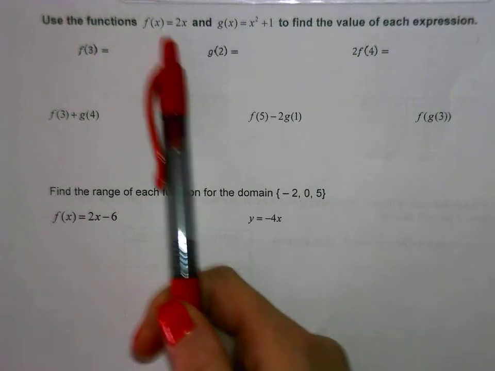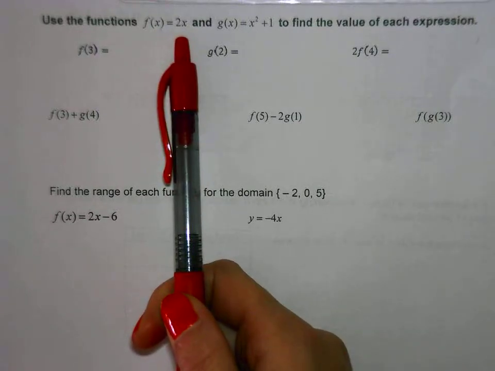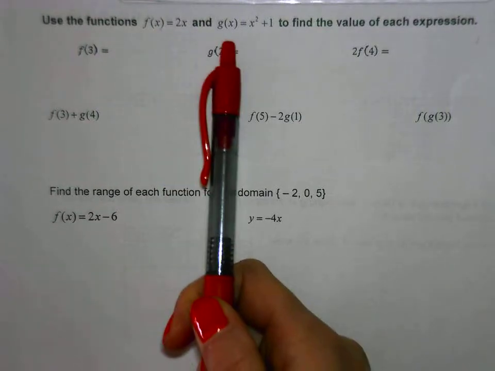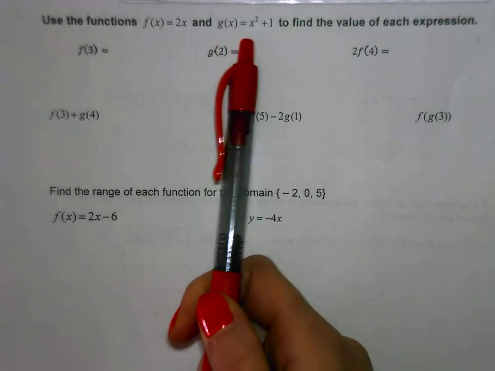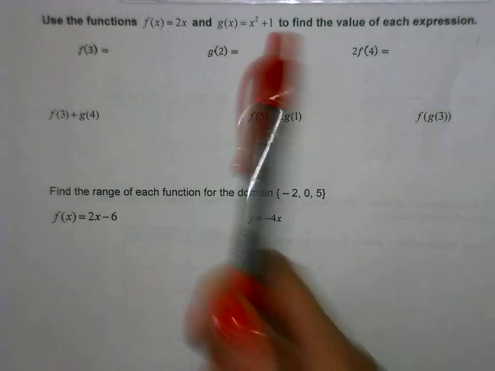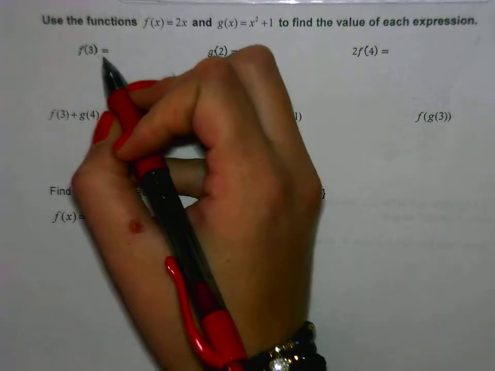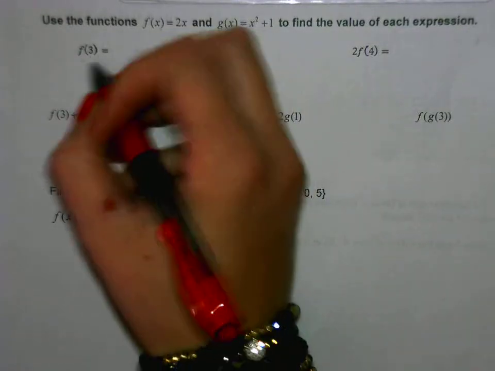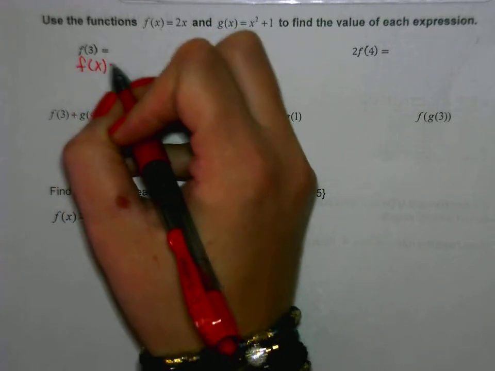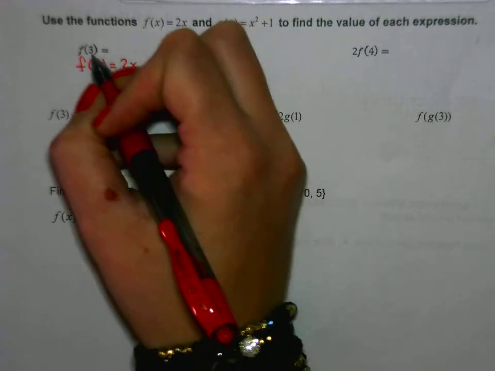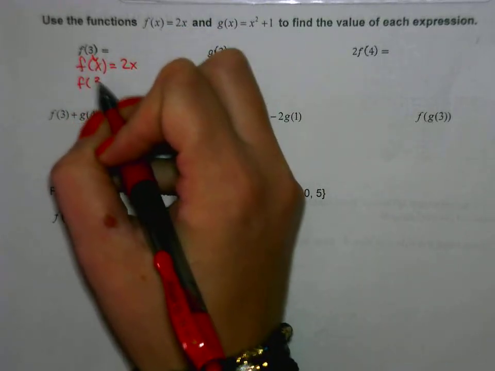of x equals 2x, and g of x equals x squared plus 1. We want to find the values for each expression. So if we want to find the value of f of 3, that means we're using the function f of x equals 2x. So we want to replace our x with a 3. So now instead of 2 times x, we have 2 times 3, which is 6.